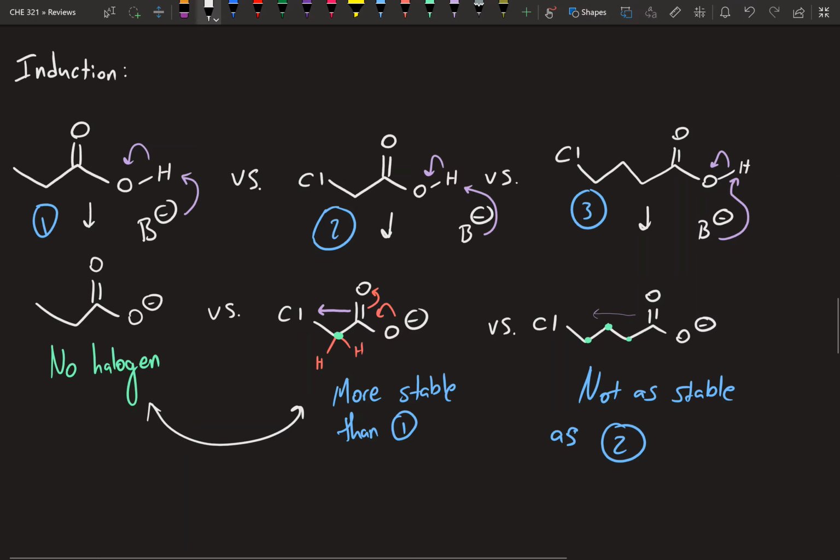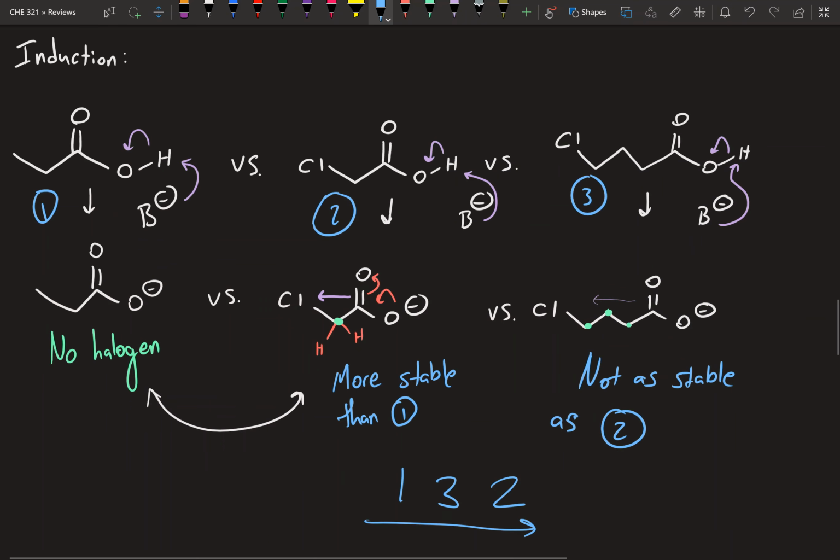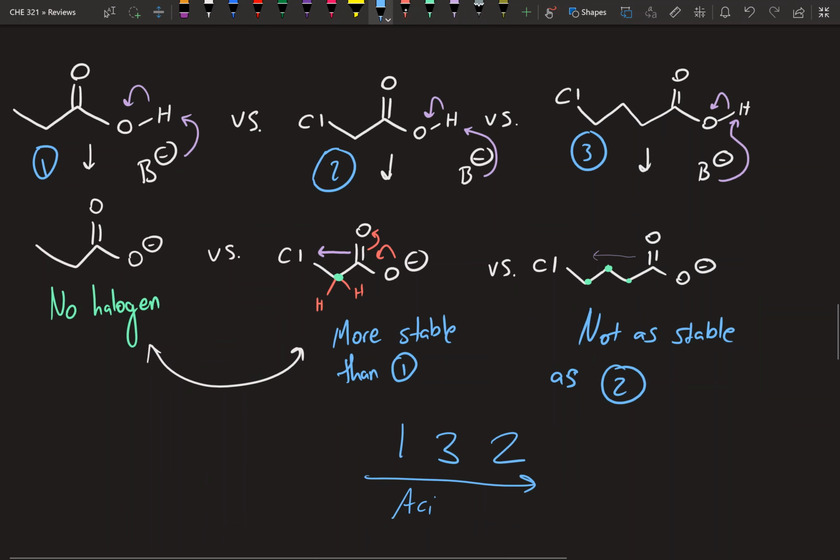All right? And so remember how we said that the stability of the conjugate base determines the acidity of the original acid? So if the middle structure, number 2, is more stable, it's going to be the most acidic. So I'm going to put number 2 in front. The one on the right is going to be the second most stable, so it's the second most acidic. And then the one on the left is going to be the least stable, so it's going to be the least acidic. So acidity increases as we're going from left to right in the way that we ordered it.